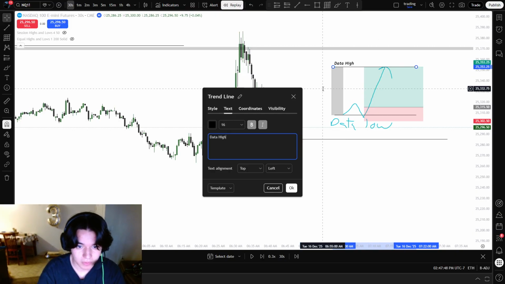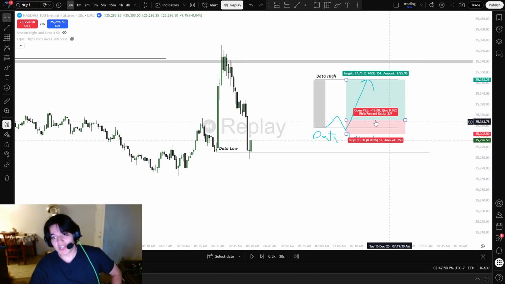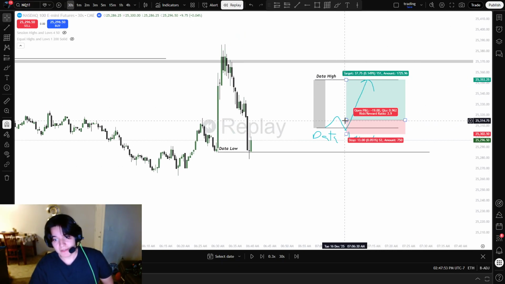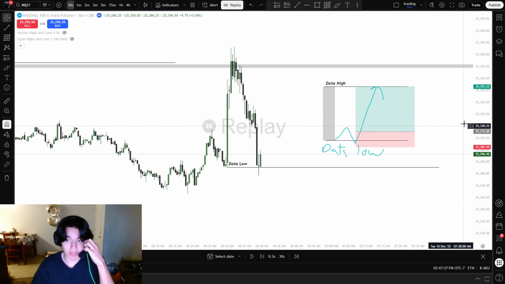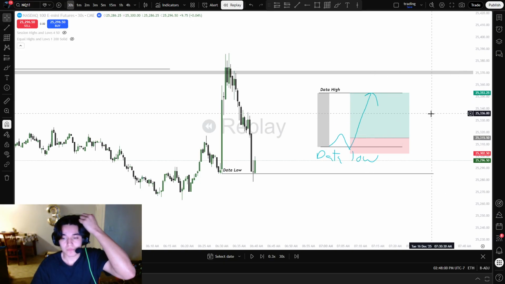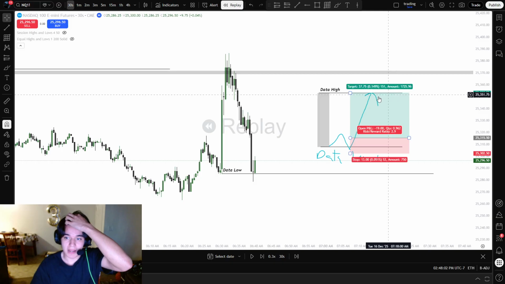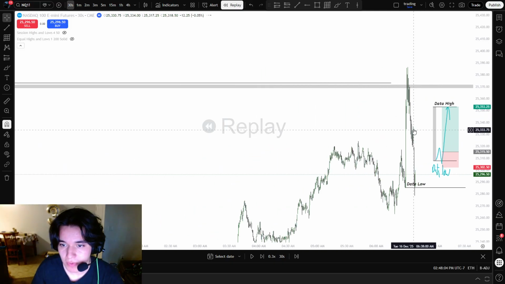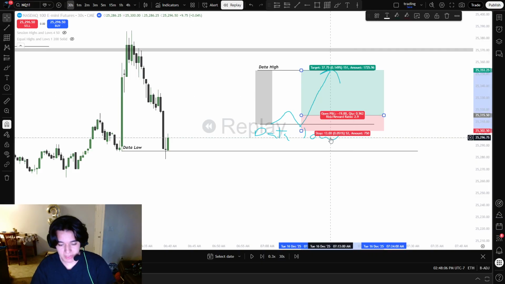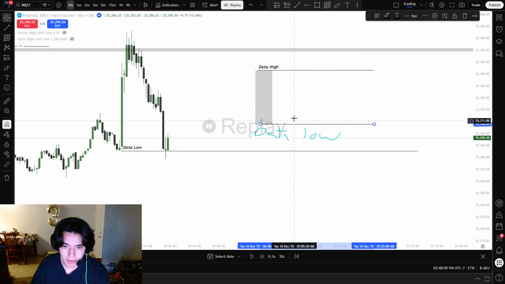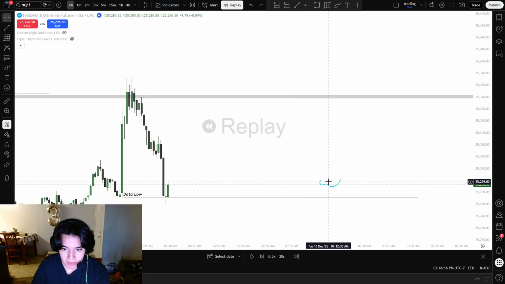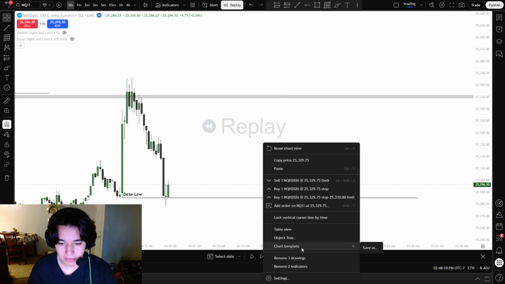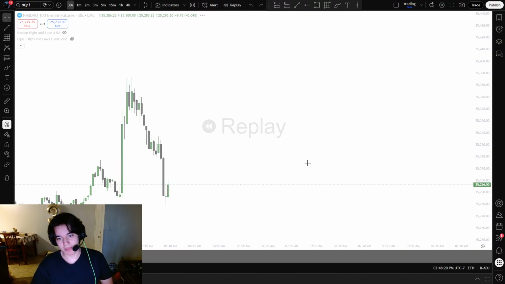If there's no entry, there's no trade. So there has to be an IFVG somewhere around here, maybe with some type of balance of a fair value gap or liquidity sweep paired together, and we target those. That's pretty much it for data highs and data lows. I love when we get data highs and data lows. It makes it easier to get trades. Very awesome concept.